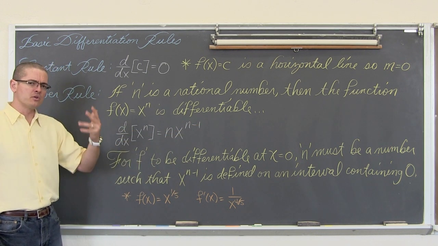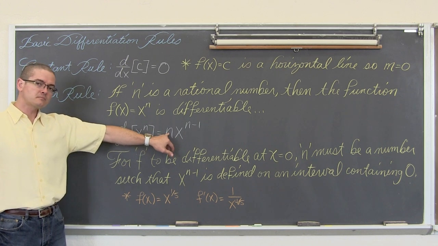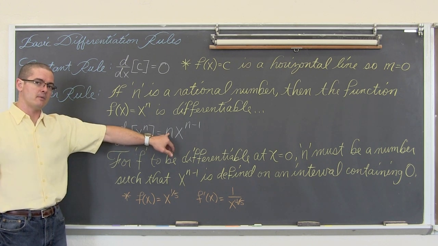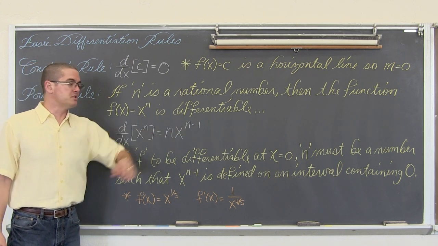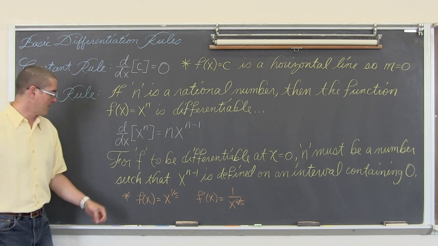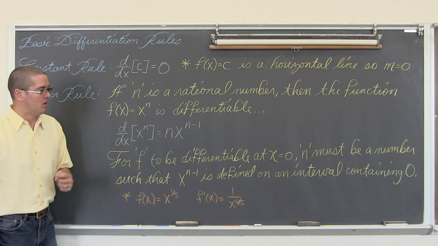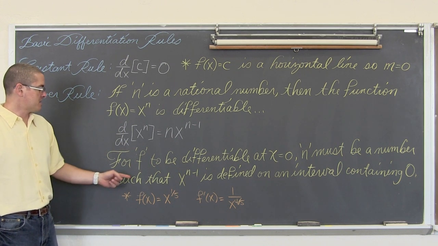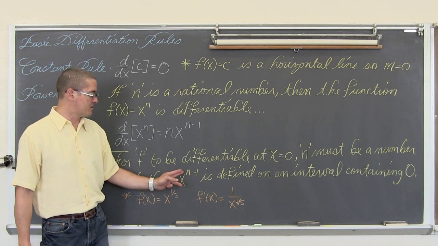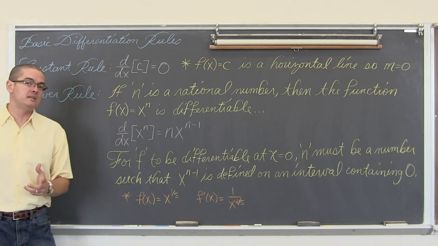So we're going to do some examples on the next screen, but we're going to take that power, drop it down out front so it becomes a multiplication, and reduce the exponent by a value of 1. For f to be differentiable at x equals 0, n must be a number such that x raised to the n minus 1 is defined on an interval containing 0.